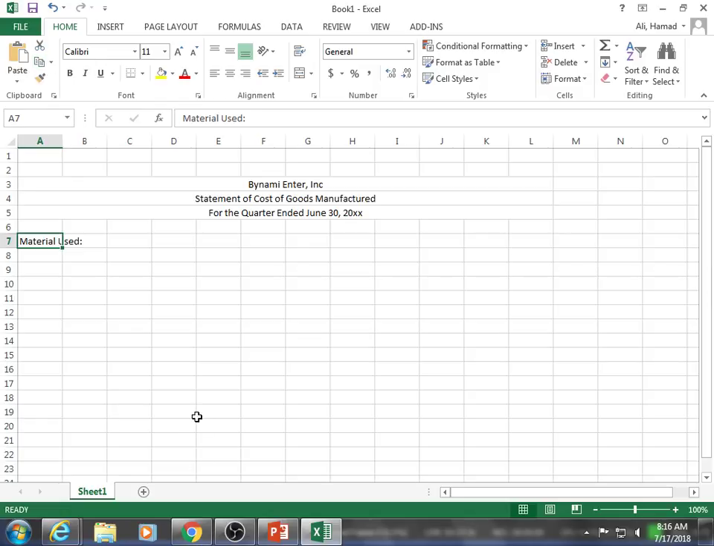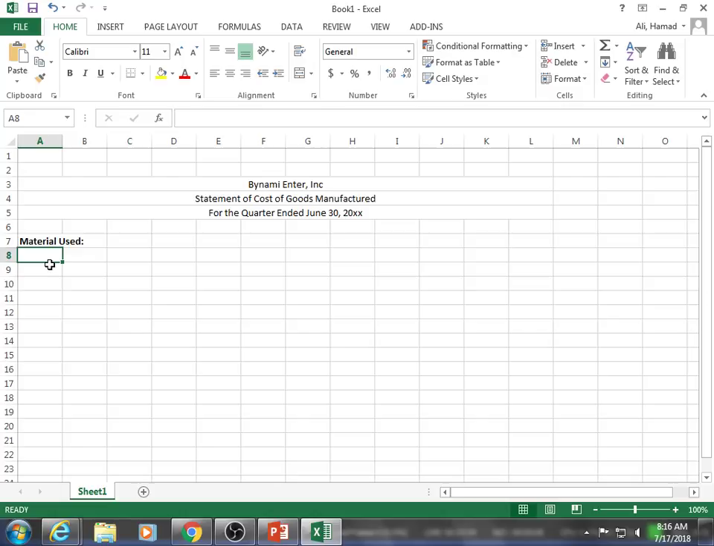No, not that. Yes, or raw material. Let me bold this one. Okay, so how do we figure out the material used? We start with beginning inventory, raw material.